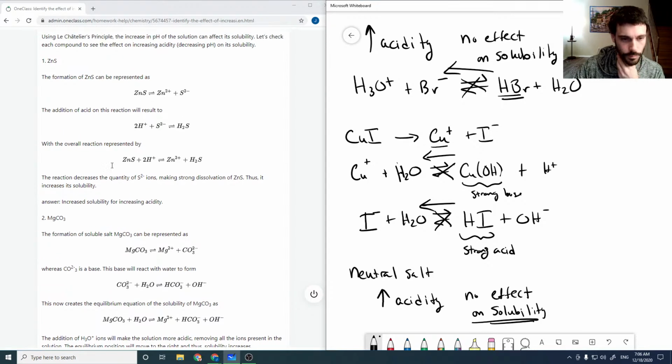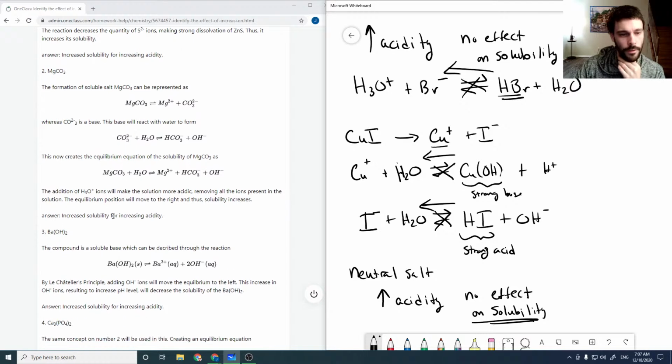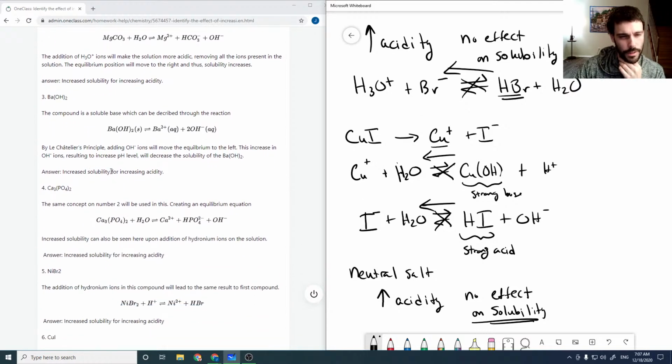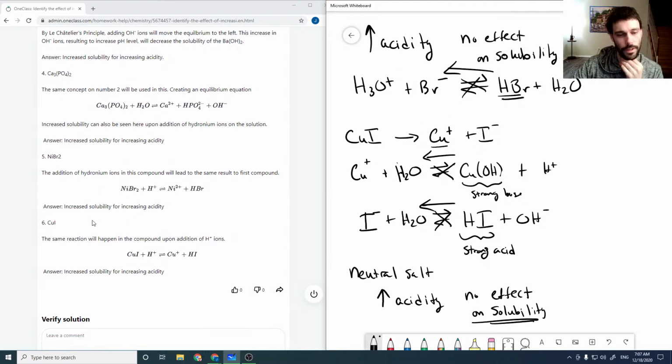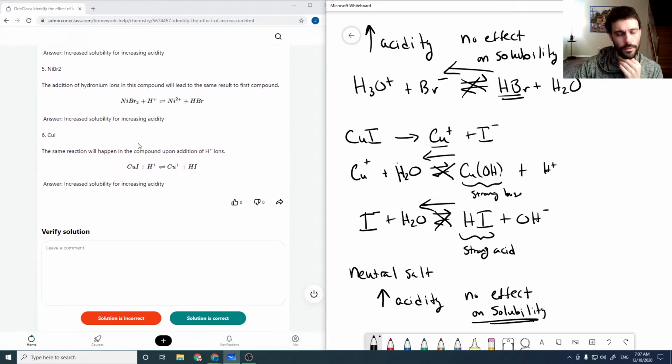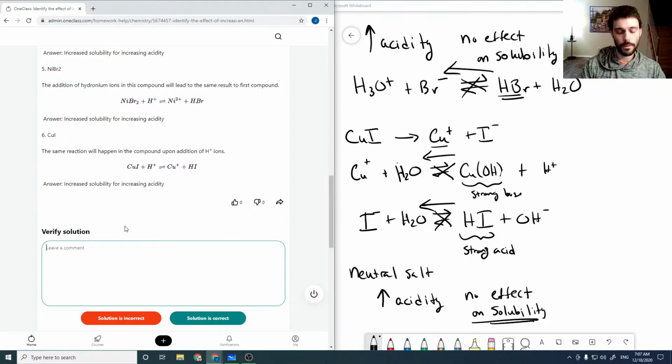Okay, so for the first one, increased solubility for increased acidity looks good. Increased solubility for increased acidity for the second one. Same for the third. Same for the fourth. But then for the fifth and sixth, they still said increased, which is incorrect. So for these 2 species, adding H plus will do nothing because we don't want to form HBr and we don't want to form HI. Or those 2 species will actually just go backwards into solution. So 1 to 4 are increased solubility. 5 and 6 are no effect. Strong acids. So I'm going to say it's incorrect.